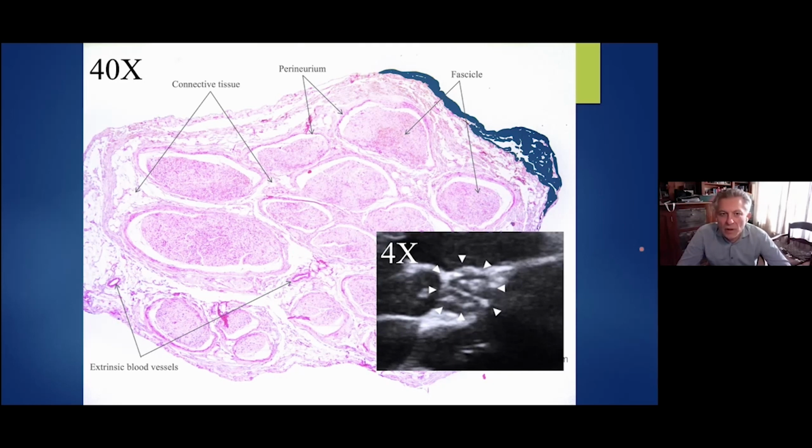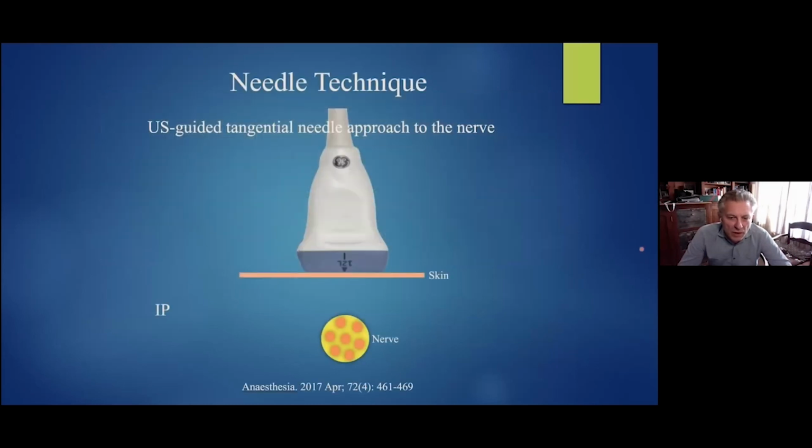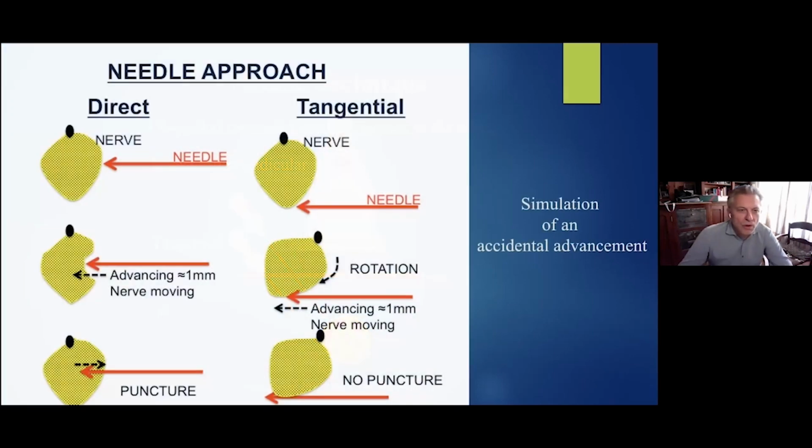So we performed a study where we looked at 2 different approaches with our needle, a direct, straight to the nerve approach and a tangential approach in a cadaveric study. And the way it was done was this way. We have a direct perpendicular to the nerve approach, and we have a tangential approach, so at the side of the nerve. And what happens in those 2 approaches?